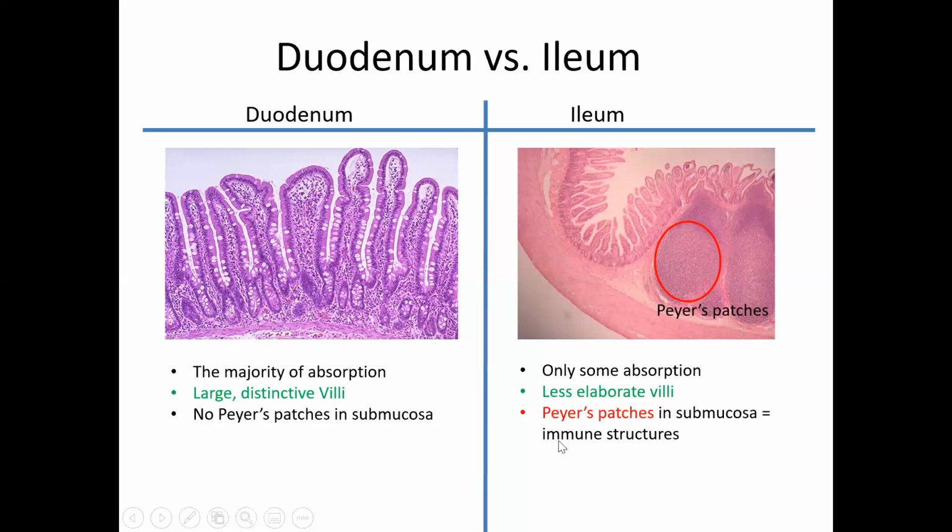Now, Peyer's patches are immune structures. They're sort of like lymph nodes, but inside of the intestines. This is where immune cells kind of hang out. So lymphocytes will hang out in these Peyer's patches, and they just sort of wait to come in contact with pathogens, and that's how they're going to create immune responses there. So the Peyer's patches are going to be found in the submucosa. So there's the mucosa there. There's the submucosa. This is the muscularis externa right there, and they're going to be found in the ileum and not the duodenum. Okay, so you should be able to recognize the differences between the duodenum and the ileum.